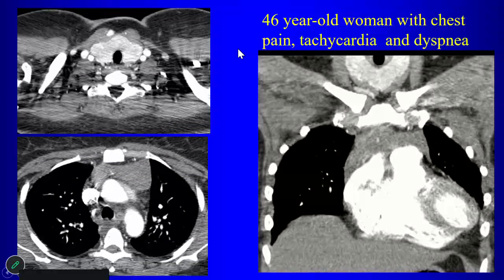This is a 46-year-old woman with chest pain, tachycardia, dyspnea. Of course, she shows up in the ER and she gets a CT scan for PE, right. She gets a CT scan for PE. So here are the findings on this CT scan for PE. What are the findings?